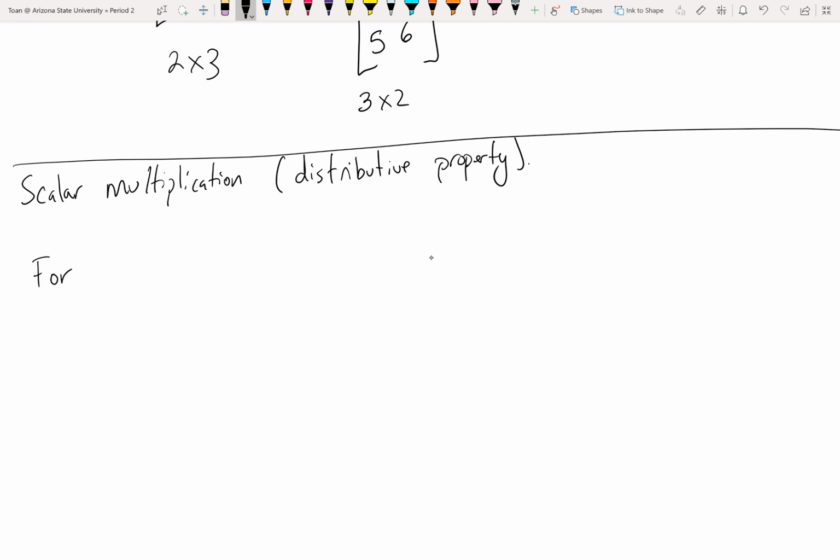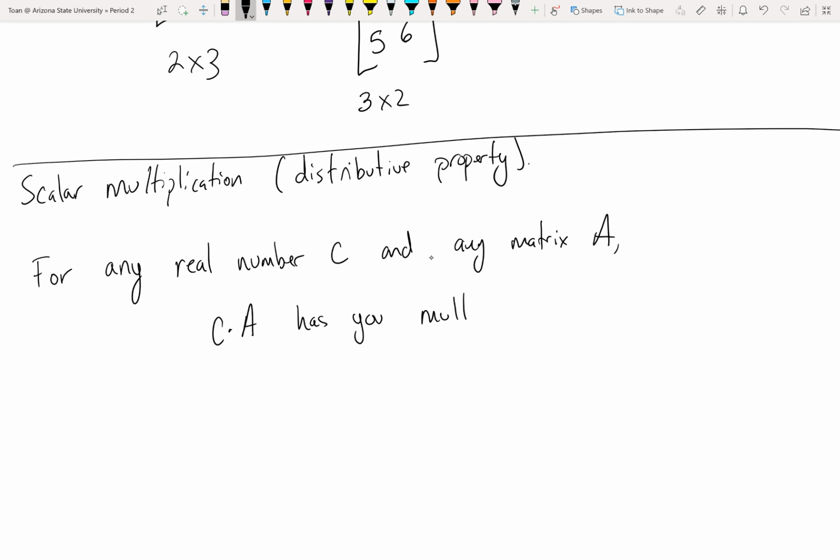So here's the idea. For any real number C, and any matrix A, C times A has you multiplying every element in A by C.